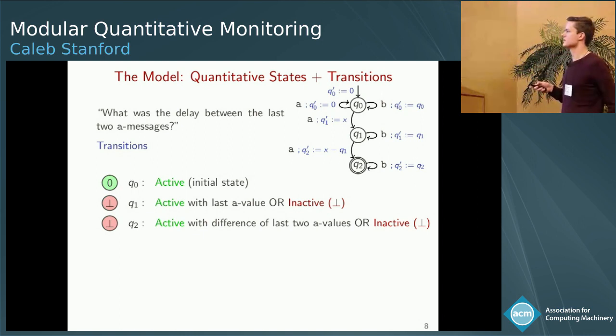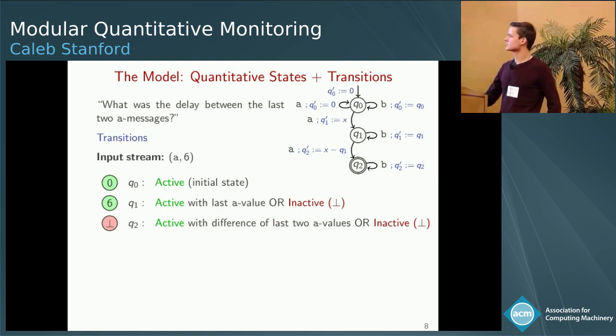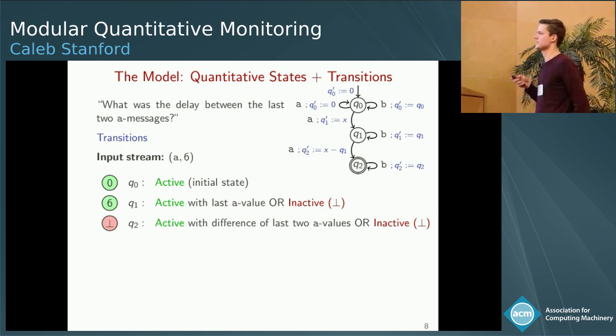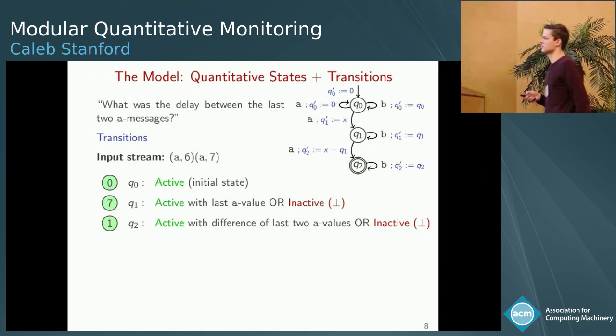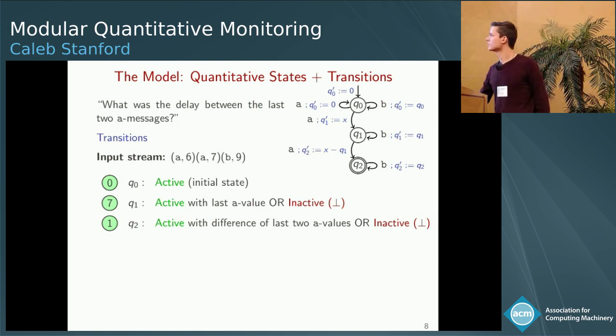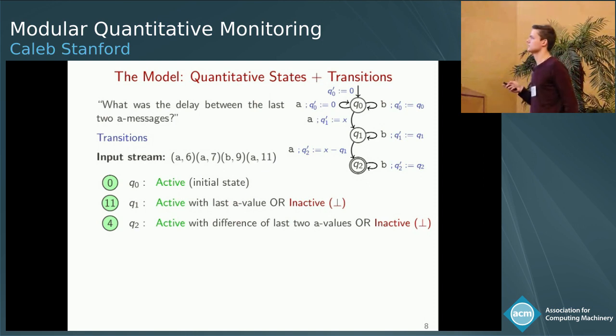So Q1 will be either active with the last A message or inactive, and Q2 will either be active with the difference between the last two, or it will be inactive. And then if we read in an input stream, so let's say we read in A6, then Q1 would get updated with the timestamp of the message. So Q1 now is 6, and Q2 is still inactive. If I read in another message, A7, now Q1 again updates to the most recent message, and Q2 updates to the difference. If I read in a B message, everything stays the same. If I read in, finally, say, a message with timestamp 11, then Q1 keeps track of the most recent message, and Q2 keeps track of the difference.